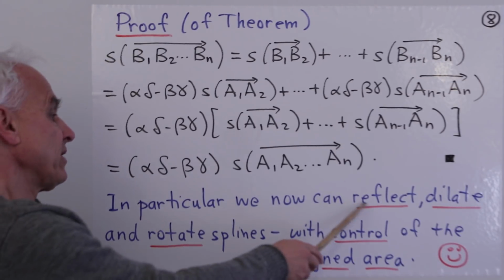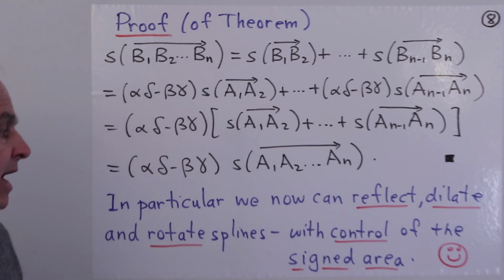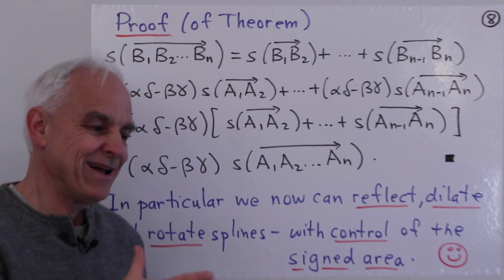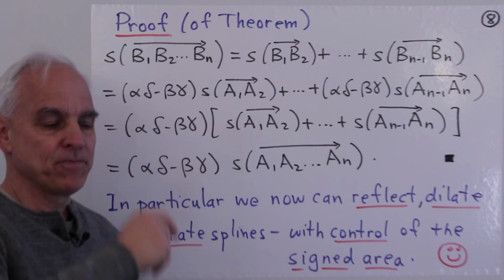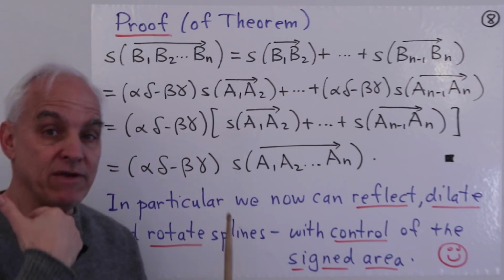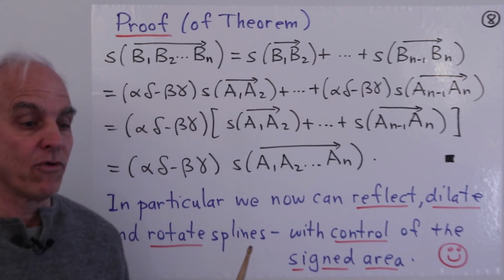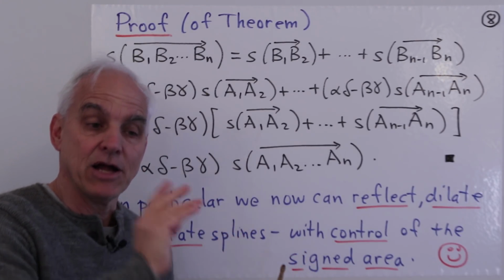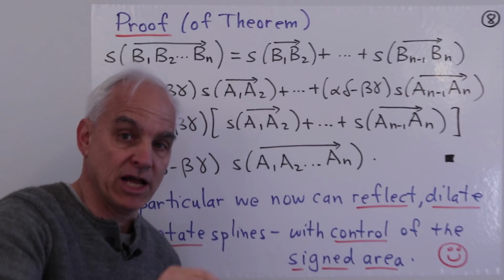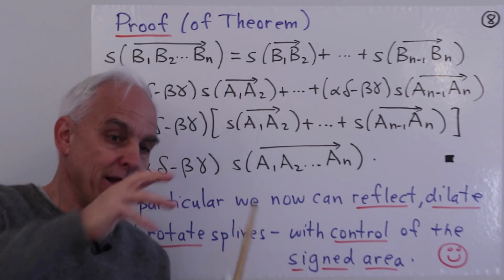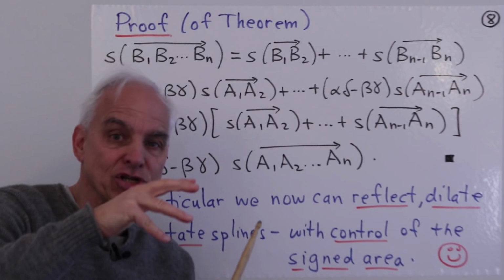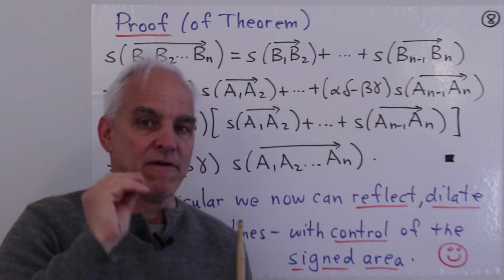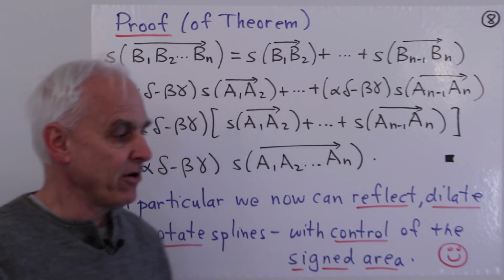And now we can reflect and dilate and rotate splines, and we actually have complete control over the signed area. So this theorem tells us what happens. And when we combine it with the previous theorem, we now have control over what happens to signed areas of oriented splines under general affine transformations, combining linear transformations with translations. We know how both of them affect signed areas.